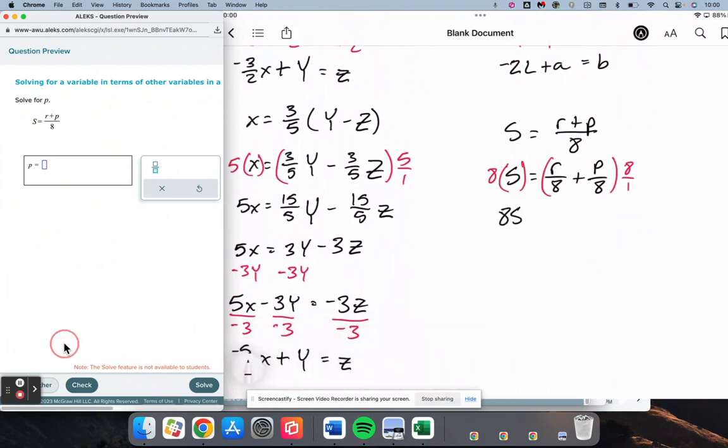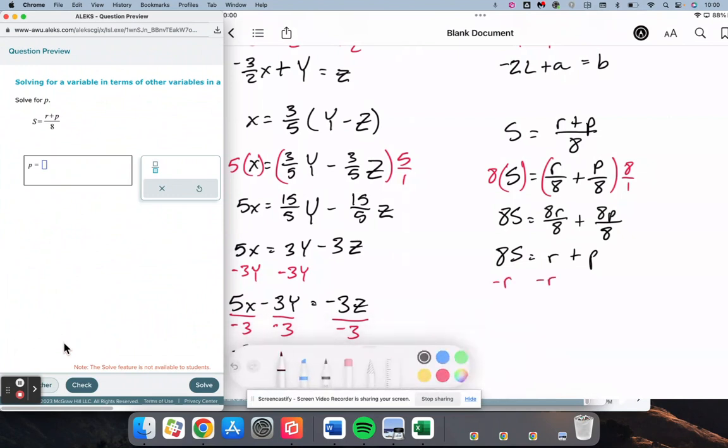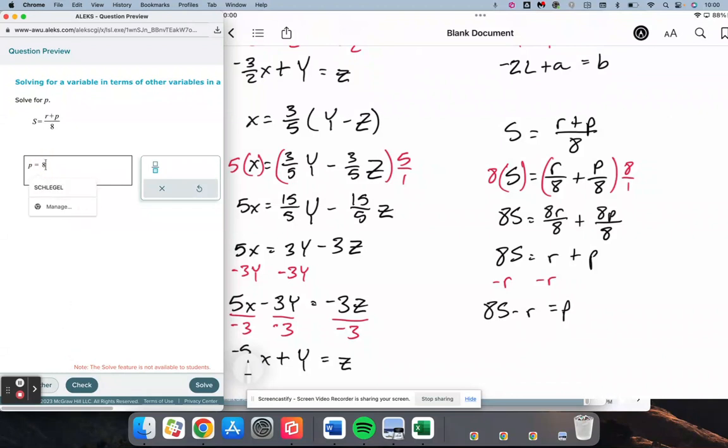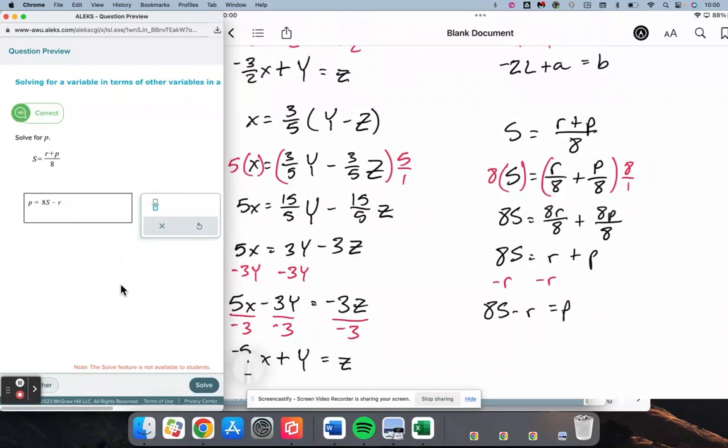We get 8S is equal to 8R over 8 plus 8P over 8. Simplifying those fractions, we get 8S is equal to R plus P. Next, we are looking for P, so we need to subtract R from both sides. So 8S minus R equals P. Okay, that's it for that one.